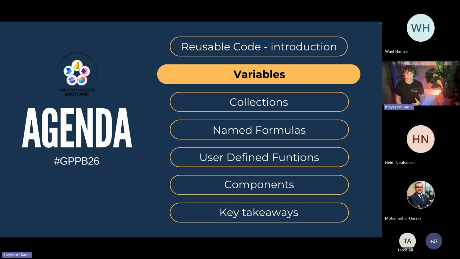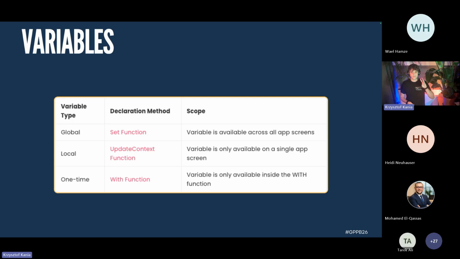So after this quick introduction, let's dive inside variables. We got three types of variables available in Canvas apps: global variables, local, and one-time. I actually call one-time variables temporary variables, and this table is taken from Matthew Devaney's blog. He's a great Power Platform community member, sharing a lot of details about PowerApps, Power Automate, and Copilot. So if you never heard about Matthew, I highly encourage you to go to his blog and check what he's offering to the community.